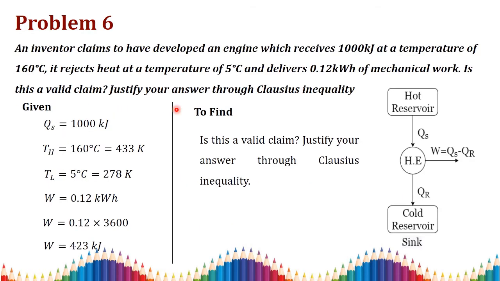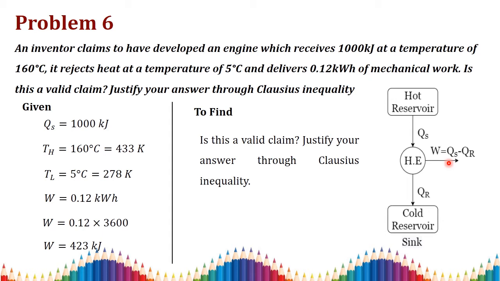Problem number 6. An inventor claims to have developed an engine which receives 1000 kilojoule of heat at a temperature of 160 degrees Celsius. That is, the heat supplied QS is 1000 kilojoule, and TH is 160 degrees Celsius at the hot reservoir. It rejects heat at a temperature of 5 degrees Celsius, the cold reservoir, and delivers 0.12 kilowatt hour. So it delivers work done of 0.12 kilowatt hour.